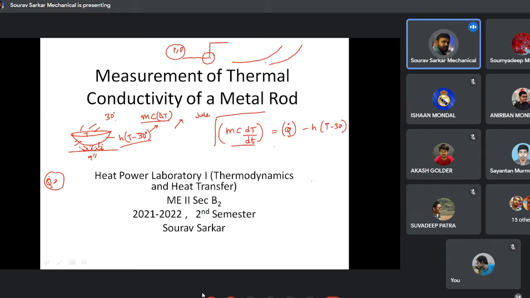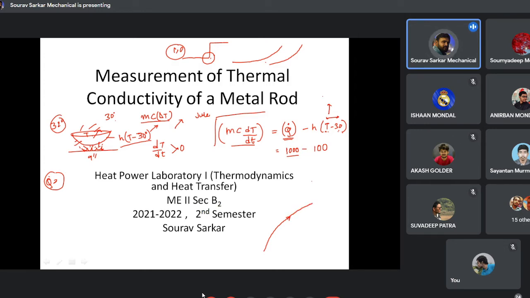Now, suppose initially what will happen? The value of this Q, suppose it is 10,000, and this h(T minus T infinity), as this T was only 32 degrees Celsius, this T minus T infinity is a very small term. So that is why it was supposed 10. So basically you got a dT/dt which is positive, greater than zero. That is why you can see a temperature rise. But as the temperature is rising, what is going to happen? This difference is gradually increasing. So it became 100. Now the rate of change of temperature gradually decreases.